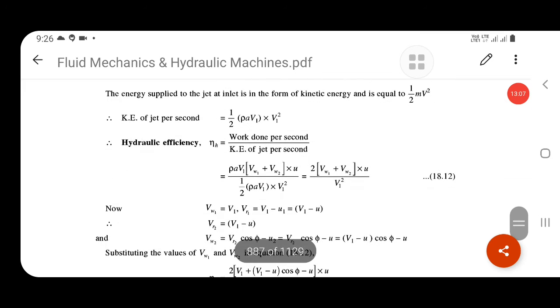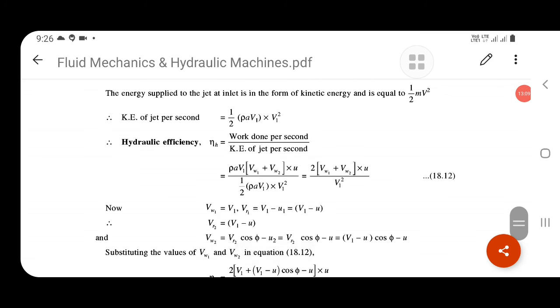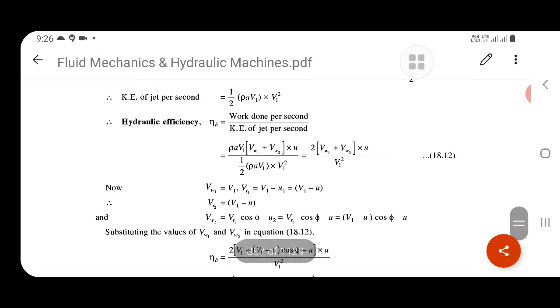So next is the hydraulic efficiency. So what is hydraulic efficiency? Efficiency is output upon input. So hydraulic efficiency is defined as work done per unit kinetic energy. The work done is rho a V1 (VW1 plus VW2) into U, upon half rho a V1 into V1 square. So that gives 2 into (VW1 plus VW2) into U upon V1 square.